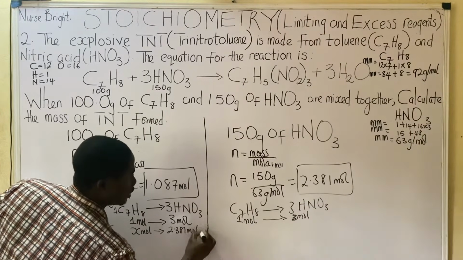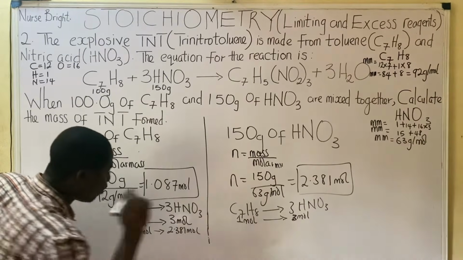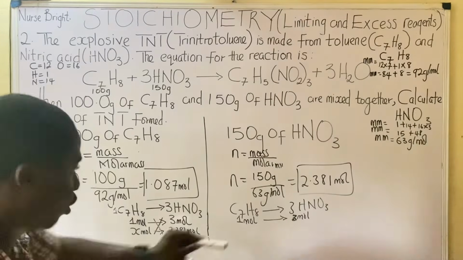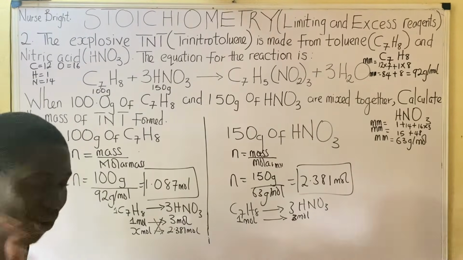2.381. Yeah, this is what we got. Okay, this is what we got. So I'll do that and then cross multiply. Are you following me? Okay, let's walk towards here. So you follow me. It's not hard.